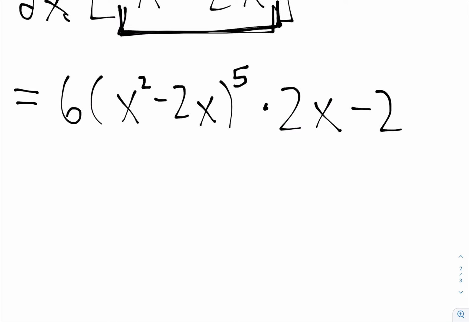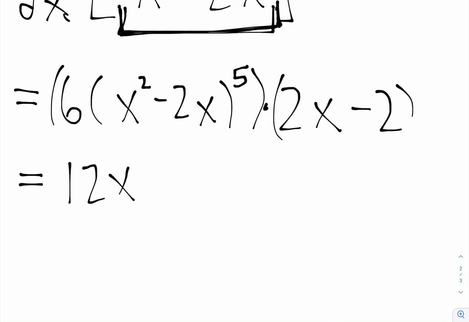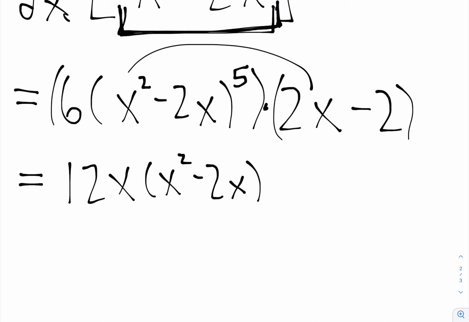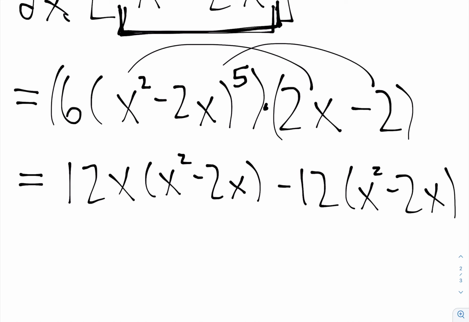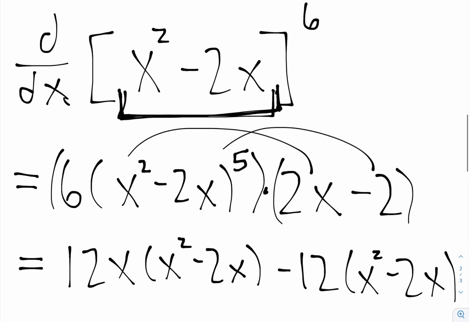Okay, so your answer is going to be 12x, right? Because these are two brackets, we're multiplying it by that. So it's going to be 12x times x squared minus 2x, right? That's the 2x distributing into the bracket on the left there. And then we're going to subtract 12 times x squared minus 2x. And we could factor out the 12, do whatever we want. But that's kind of the main idea there.